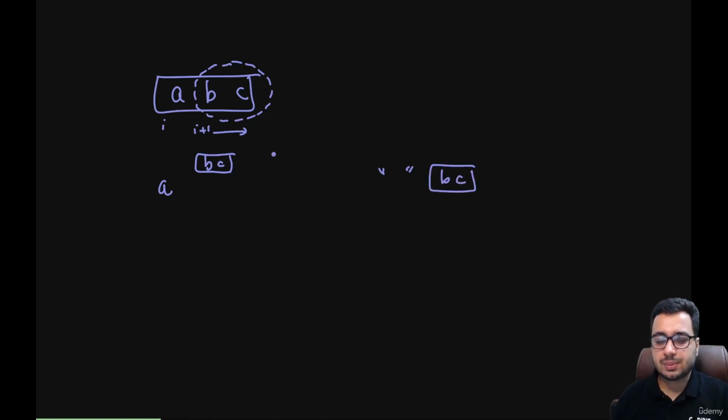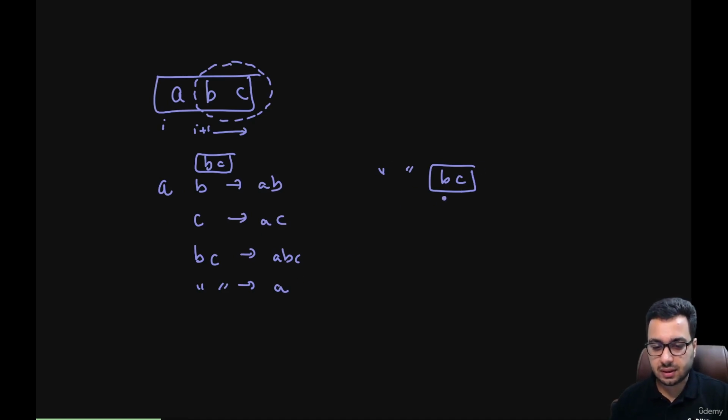And how do you find subsets of BC? Let us say recursively we have the subsets of BC, so it would be B, or it would be C, or it would be BC, or it would be null. So if you append A with them, it would give you AB, it would give you AC, it would give you ABC, and it would give you A. And here also, if you find subsets of BC, it's B, C, BC, and null.